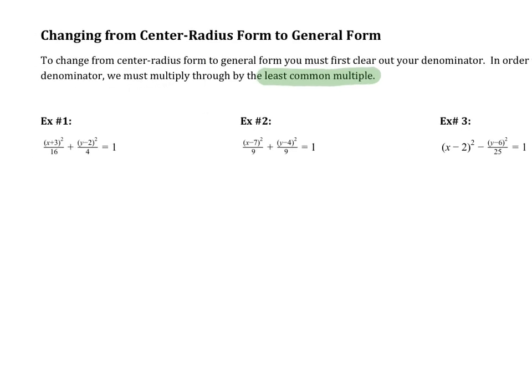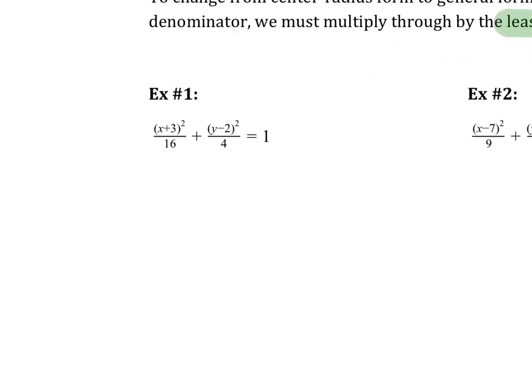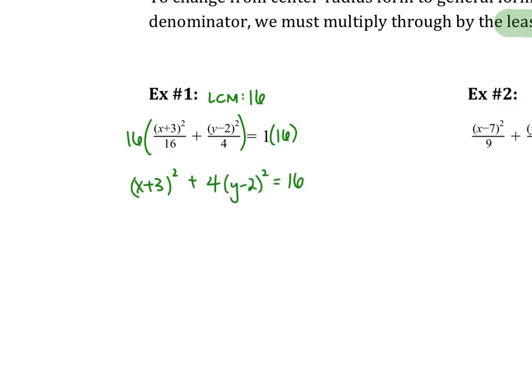With this first one, my least common multiple is going to be 16. So I'm going to multiply everything by 16. Distributing through, I'm left with x plus 3 quantity squared plus 16 divided by 4 is going to leave me with a 4, y minus 2 quantity squared equals 16.